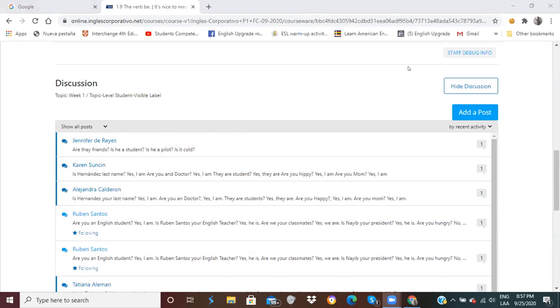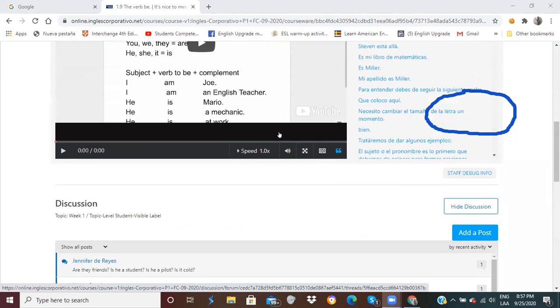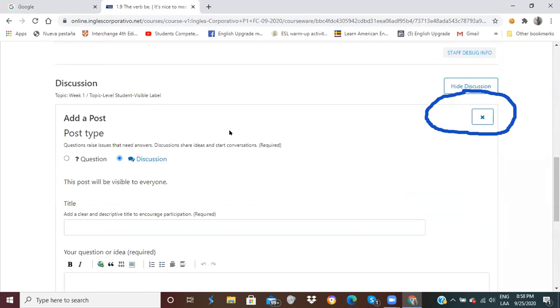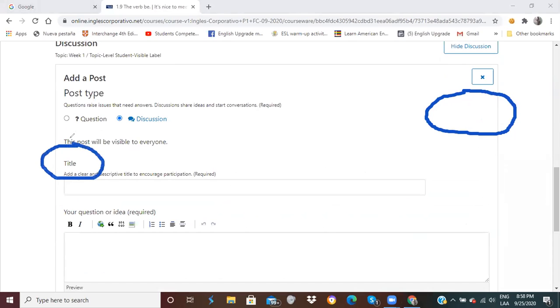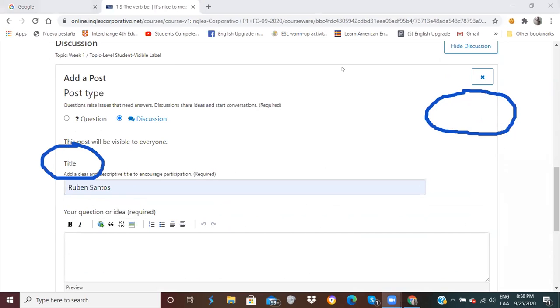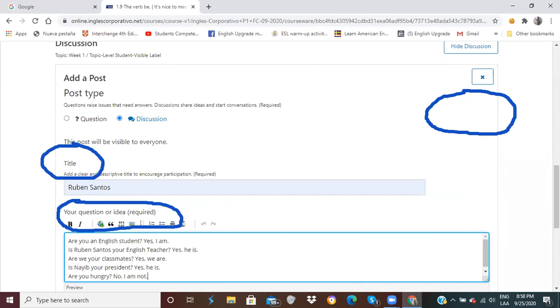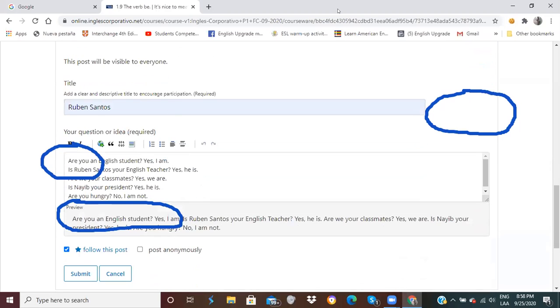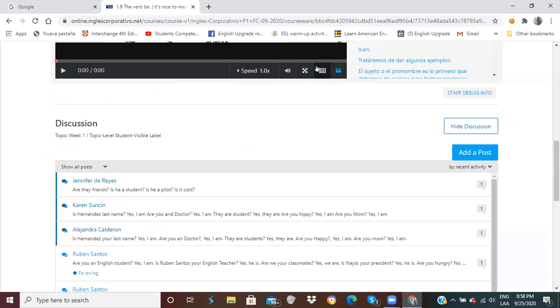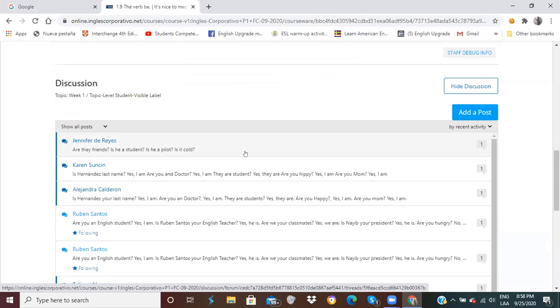Usted se va donde dice Add a Post. Allí, abajito donde está el video. Aquí está el video. Usted baja y allí dice Add a Post. Usted le da clic donde dice Add a Post. Después donde dice Title, usted allí va a escribir su nombre. Y después, abajo, donde dice Your Question or Idea Required, usted allí va a escribir el diálogo. Cuando termine, va a bajar y le va a dar clic donde dice Submit. Después le tiene que aparecer todo su trabajo acá, con su nombre y lo que usted trabajó.